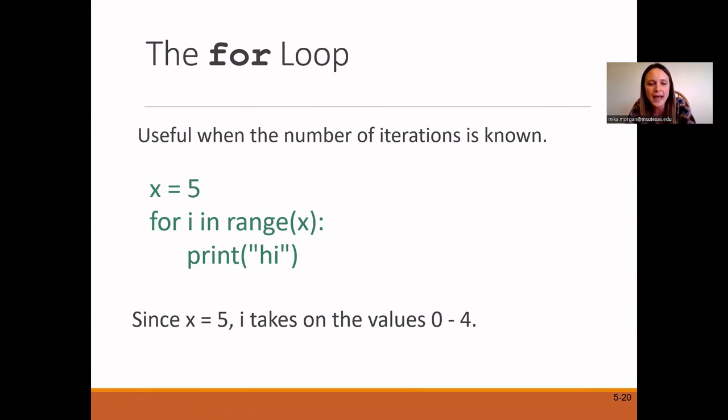If I know for a fact that I want this to start at 0 and then go through all the numbers 0 through 4, right, because it's non-inclusive, then for i in range 5, print hi. This is going to print out hi 5 times, 0, 1, 2, 3, 4. And that's it.